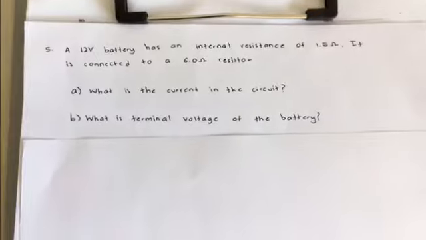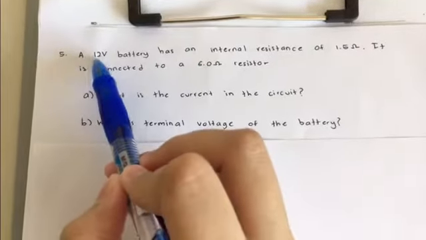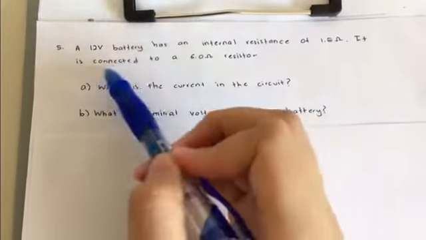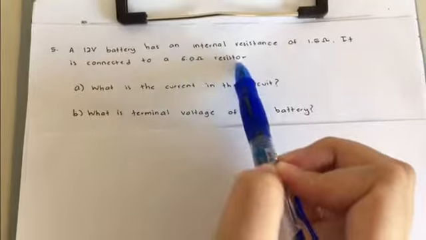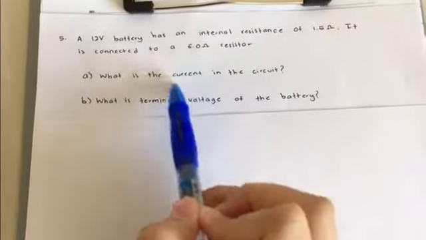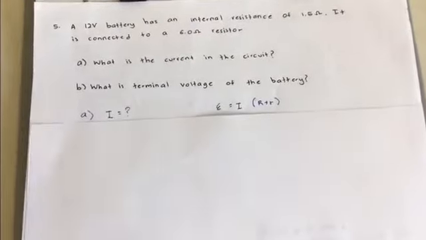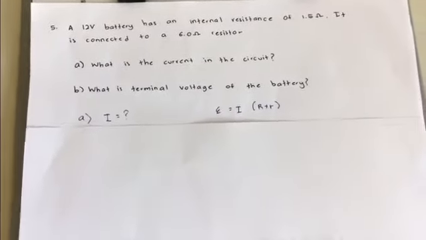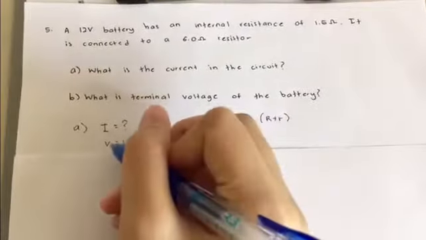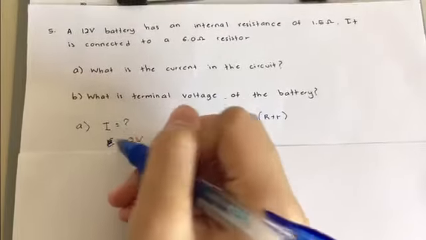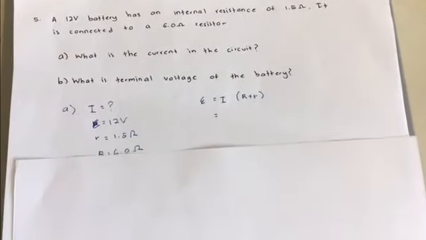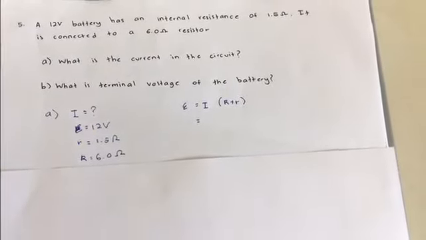So we move to the example. A 12 volt battery has an internal resistance of 1.5 ohm. It is connected to a 6.0 ohm resistor. Question 1, what is the current in the circuit? So we want to find I. From the question given, EMF equals 12 V, r equals 1.5 ohm, and the resistor is 6.0 ohm.